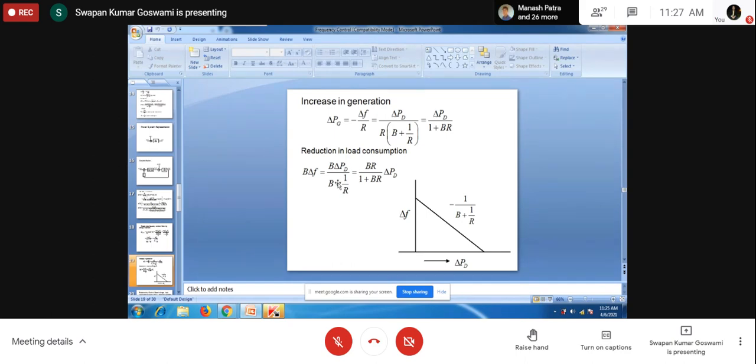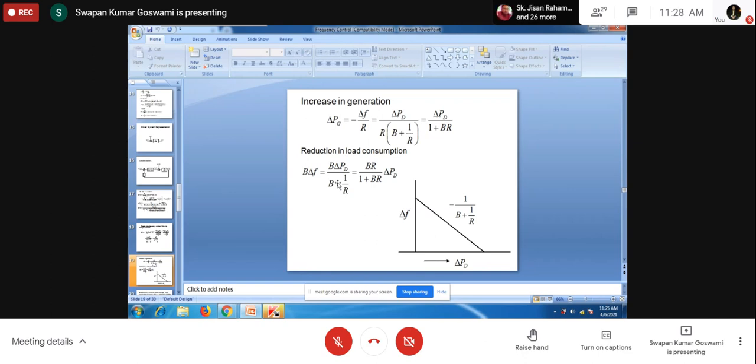After that, what will happen? After some time, the system will get sufficient time. The generator will get sufficient time to reduce its speed. So rotor speed will start decreasing. As the speed has started decreasing, frequency also will be changing. So the frequency has started changing because the generator has started reducing its speed. As the frequency has changed, the governor will now sense that there is a reduction in frequency. So as a result, what will happen?